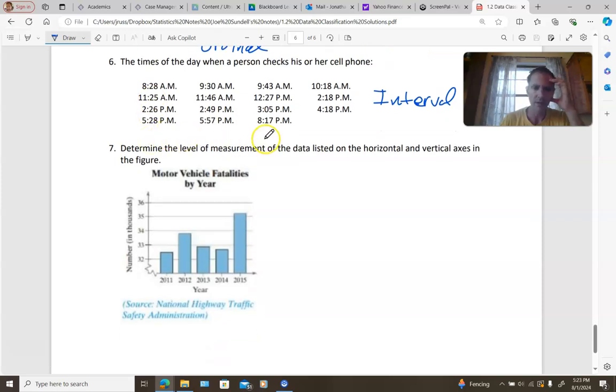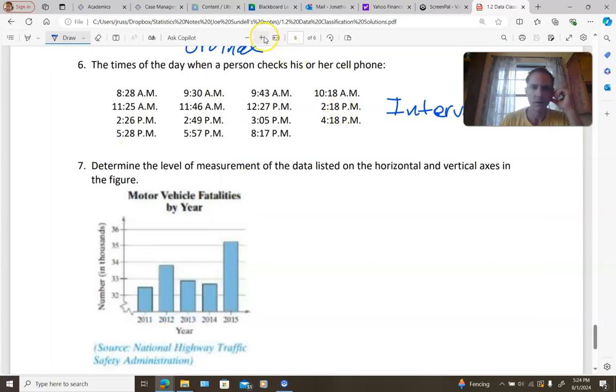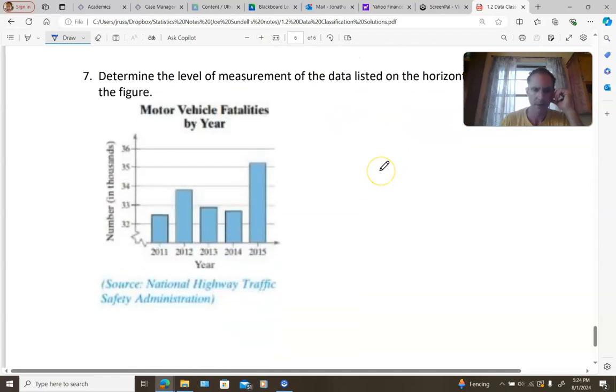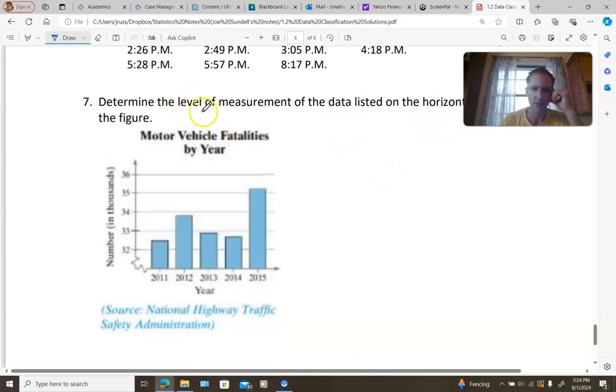And then number 7, which is the last one, it says determine the level of measurement of the data listed on the horizontal and vertical axes in the figure. So let's look at this figure. Let me zoom in a bit. So what is this figure showing us? This is a bar graph, guys. This is a visual display of data. We're going to talk more about this when we get to chapter 2. But this tells us a story.